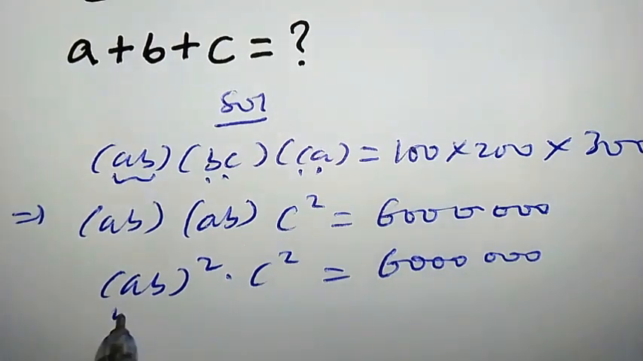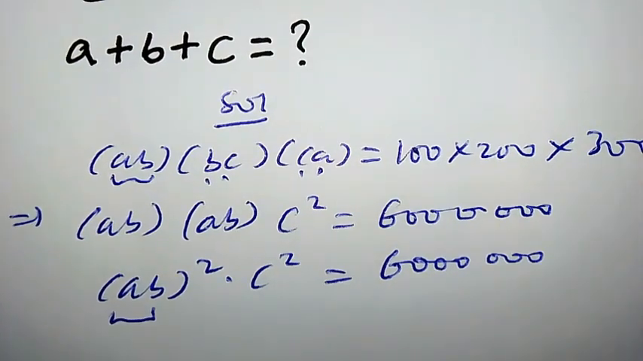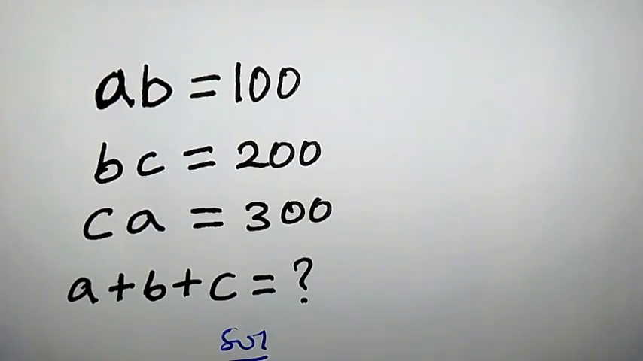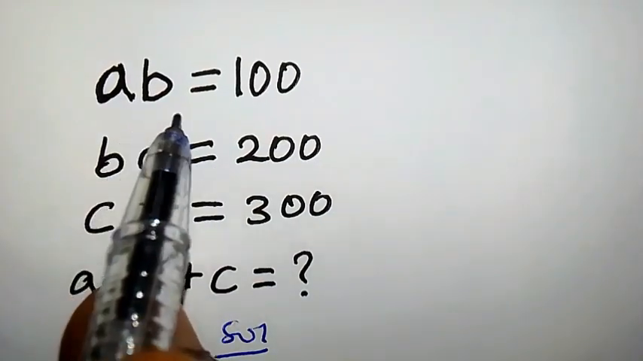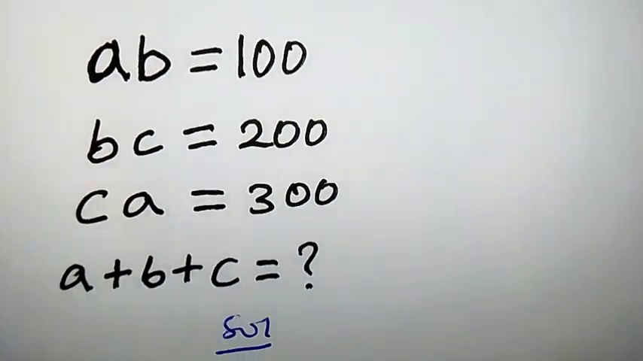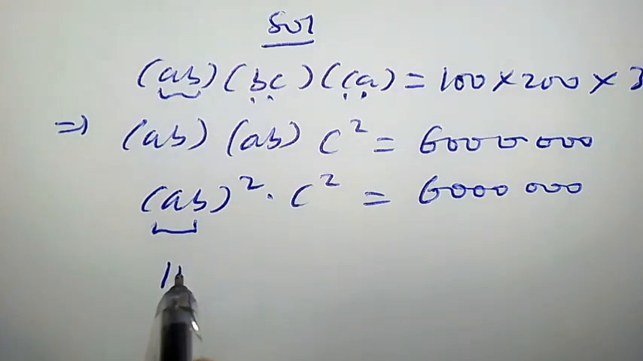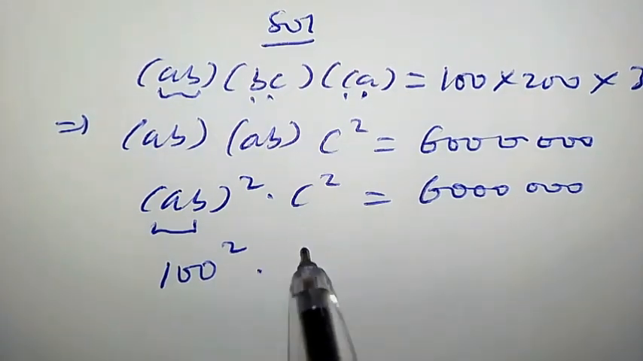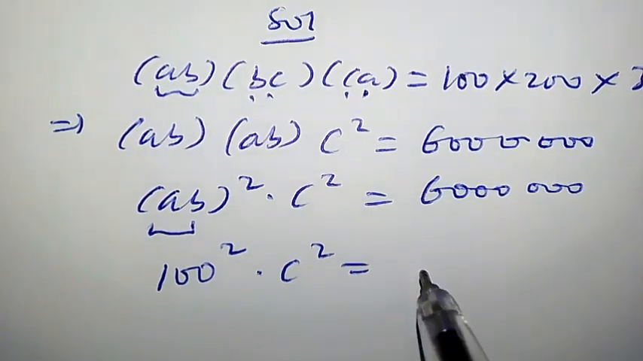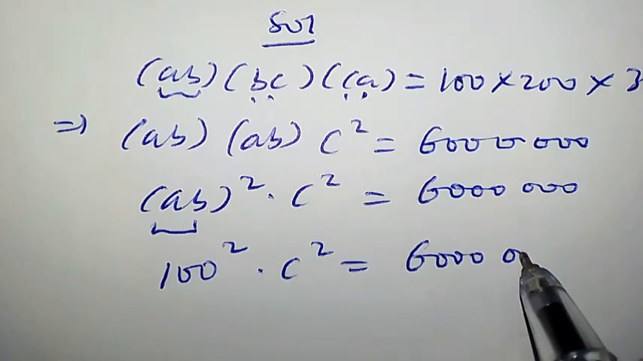But what is the value of AB? We already have it. Let me show you. That's the first equation. AB equals to 100. So let's plug in that. We have 100 square times C square equal to 6 million.